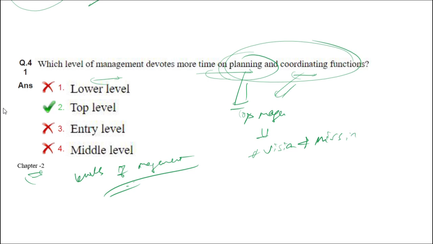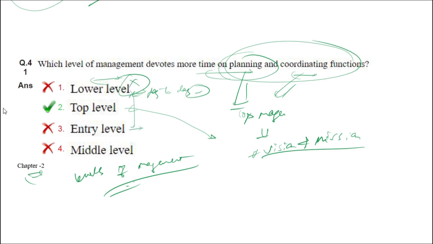So this planning, they will be spending more time on that. So that is the answer of top level management. Lower level management will be doing the day-to-day activities. They are being told something to do and they will do that. They don't do any planning as such. Entry level is also the same.